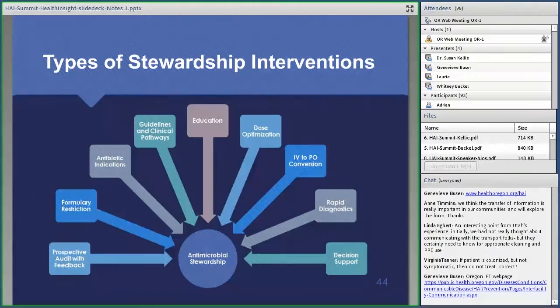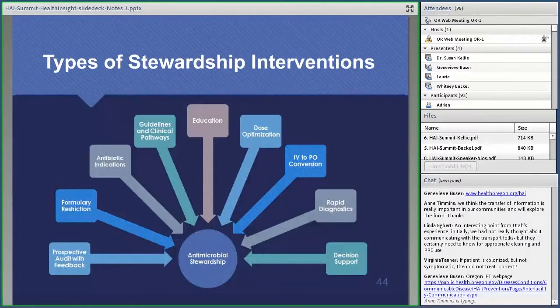It could require antibiotic indications so that we know why antibiotics are being given, and develop guidelines and clinical pathways. I think that these are great. They can encompass not only treatment for C. diff, but also all the things that we've discussed today about prevention and infection control, education, dose optimization, IV to oral antibiotic conversion, use of rapid diagnostics, as well as decision support tools.